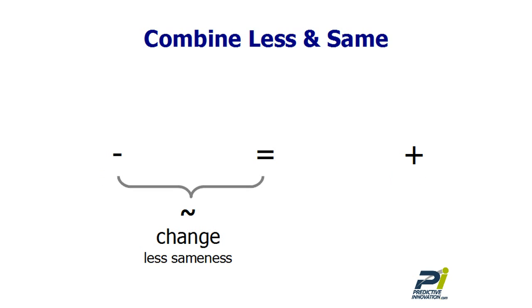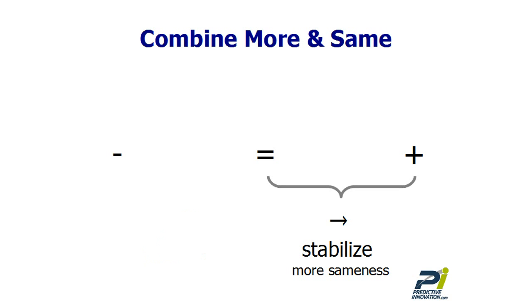If you combine less and same, you get less sameness or change. Something that fluctuates is less same than something that never changes. If a part of something is the same type, but another part is different, then it is less same than something that is identical. If you combine same and more, you get more sameness. This can also be thought of as stabilize. That's why we use the arrow for this symbol. More sameness is approaching the amount or becoming more similar.